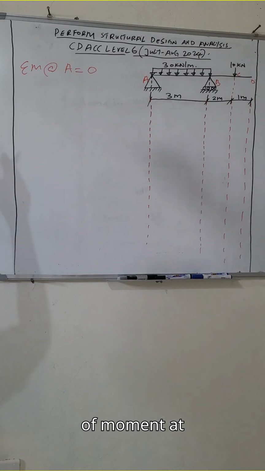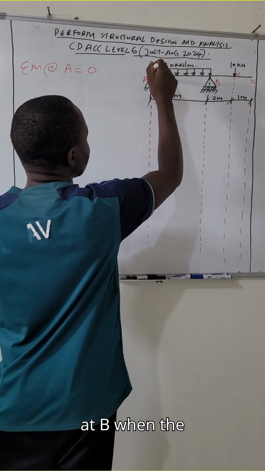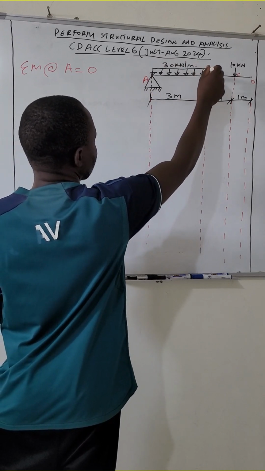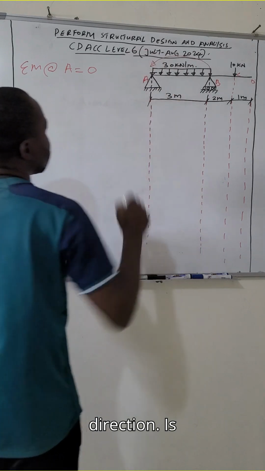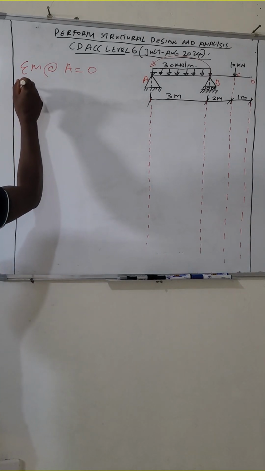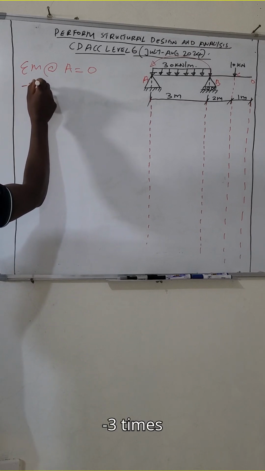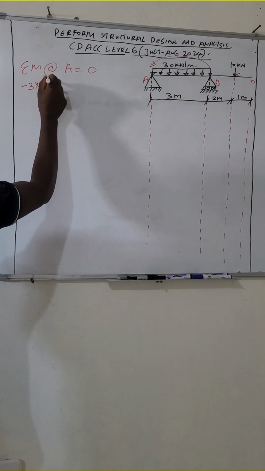So summation of moments at A. So the reaction at B when the reference point is at A. Let's see in which direction reaction B is moving in reference to point A. It's moving in an anti-clockwise direction. So it will be minus 3 times reaction at B.